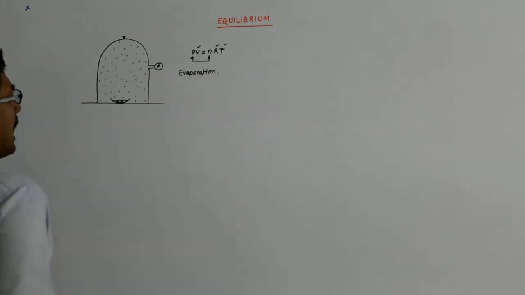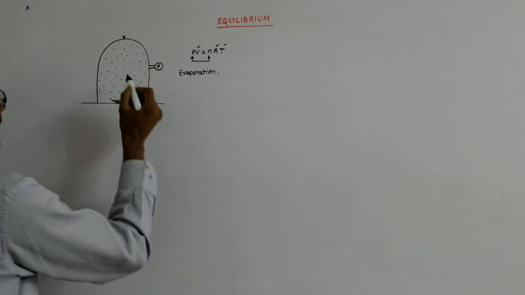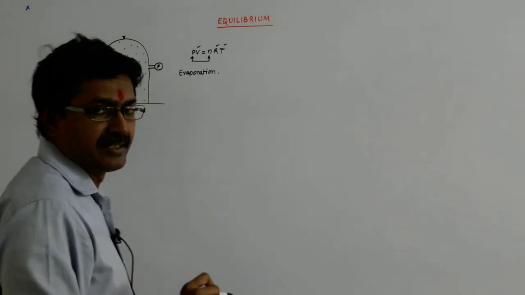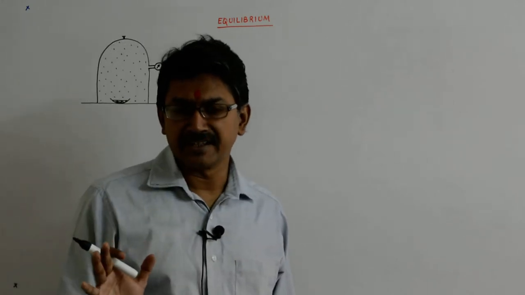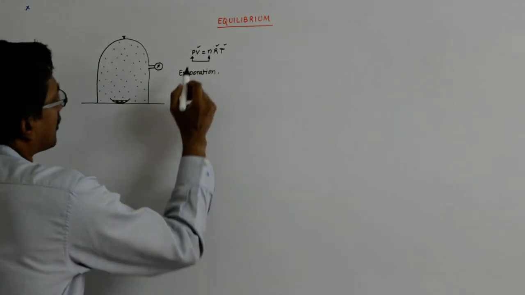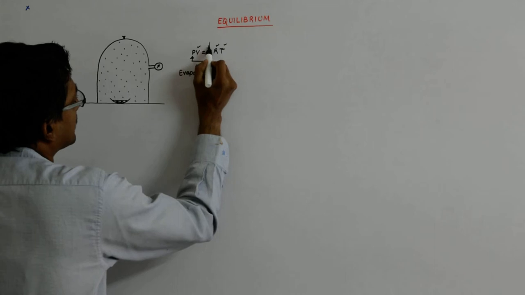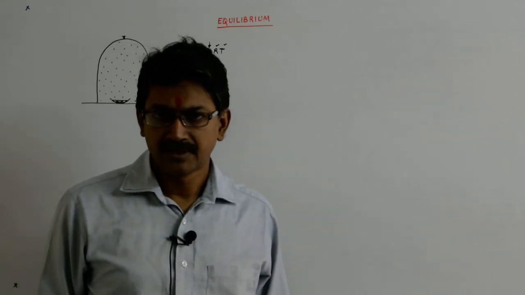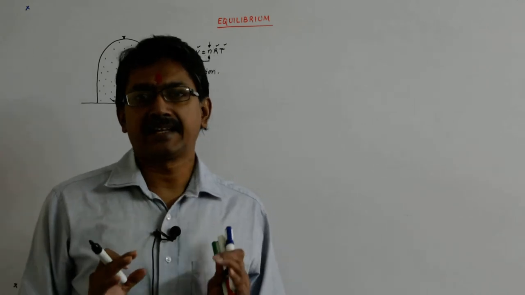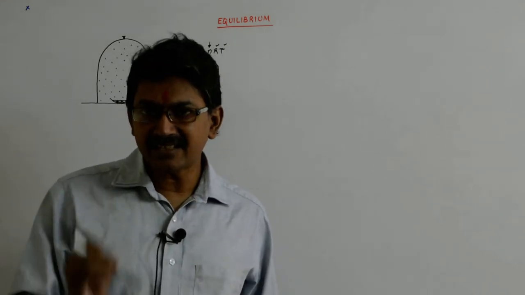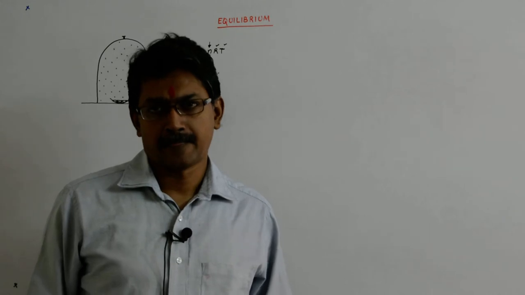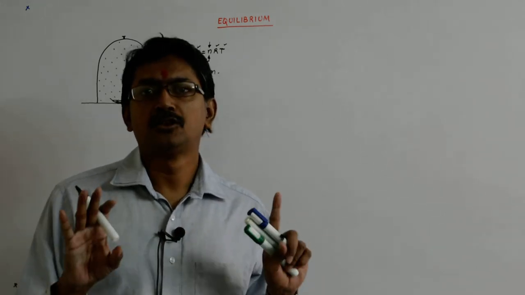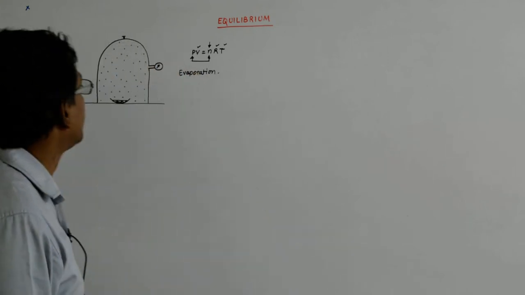Now after some time, we'll find that the pressure gauge has stabilized and it is not changing its reading. That means the number n has also become a constant. Now it looks like a static equilibrium, but is it a static equilibrium? The answer is no. It is not a static equilibrium.